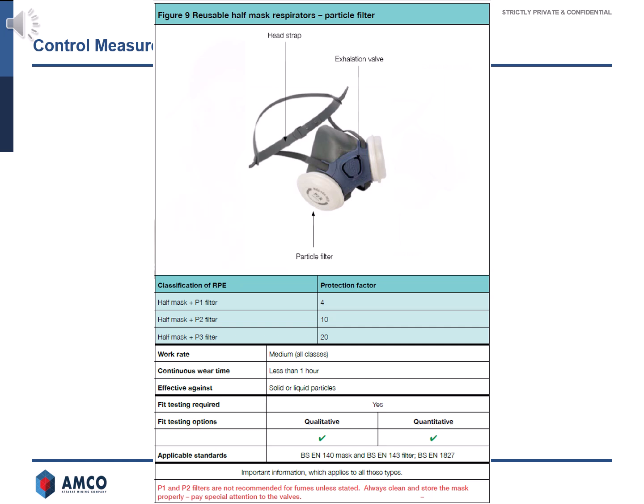Fit testing, required, can be done qualitatively or quantitatively. Standards, complies with BS EN 140 mask and BS EN 143 filter, BS EN 1827. Important note: P1 and P2 filters are not recommended for fumes unless specified. Always clean and store the mask properly, paying special attention to the valve.